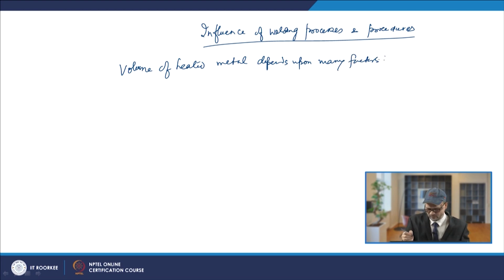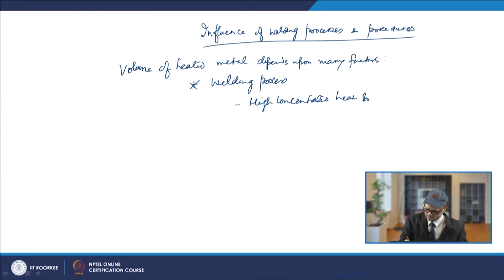Volume of heated metal will be depending upon many factors. So, those factors are basically the type of welding process which you choose. So, what kind of welding process you are choosing, whether it is a very concentrated heat source or a distributed heat source. So, this is important: if you have a concentrated heat source, it is likely that it will give you a lesser amount of distortion. So, a highly concentrated heat source provides lesser distortion.